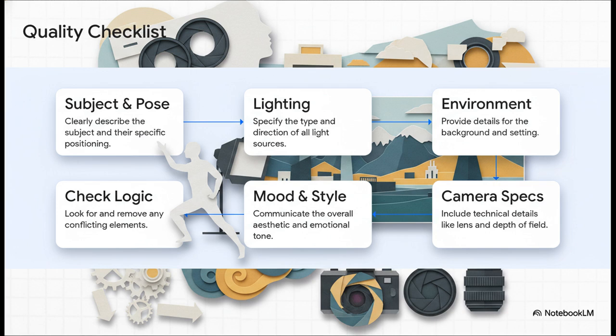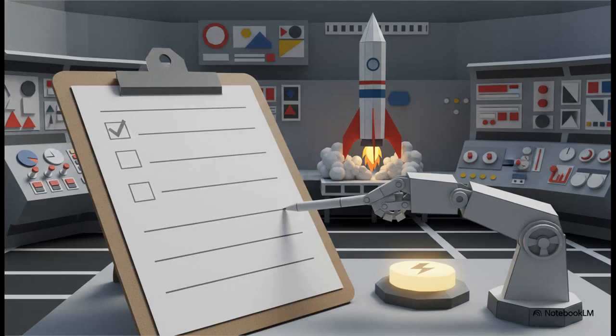Is the environment detailed enough? Did you add those super important technical camera specs? And maybe most importantly, have you checked for contradictions? Because you don't want to ask for a dark, moody scene with bright, happy lighting. That'll just confuse the AI. Seriously, don't skip this step. This checklist is your safety net. It's the thing that transforms a pretty good prompt into a truly great one by making sure every single element is intentional and that they all work together in harmony.